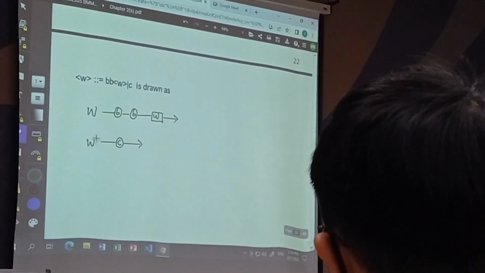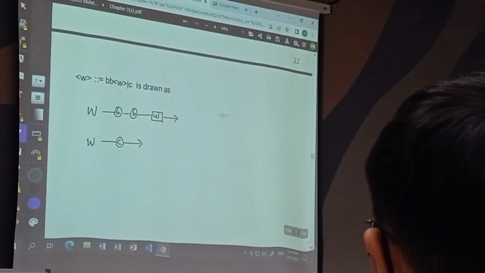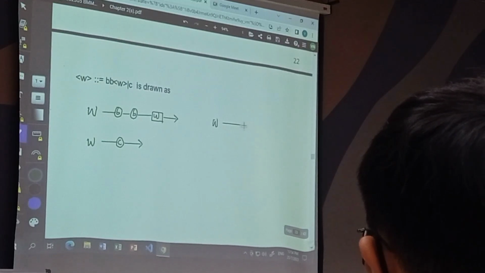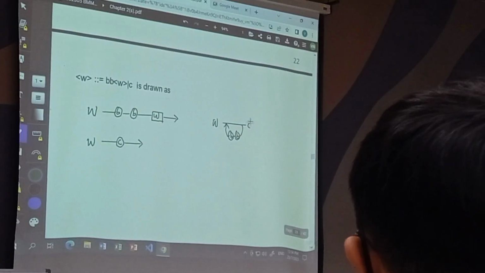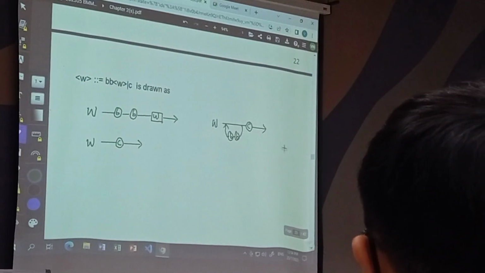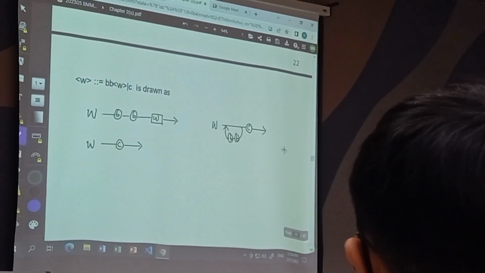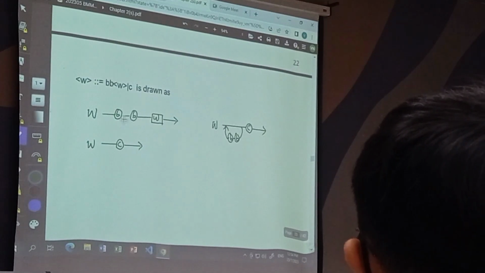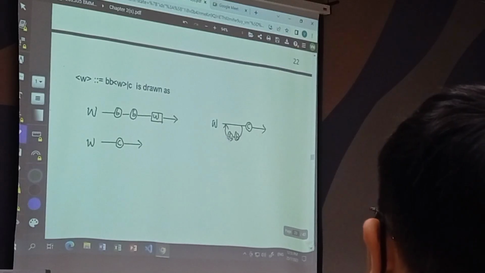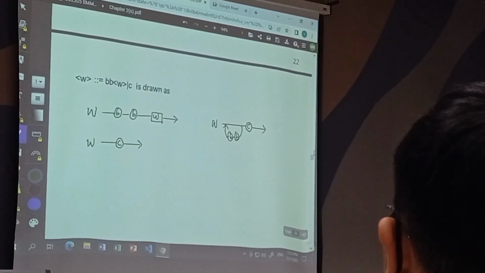Okay? If you want to combine it, no problem. You can draw W, B, B, W and C. So for the syntax diagram, now you no need to consider where you want to put the B first, because if you combine the B and C together, you need to put it like this. Later on you will know why.